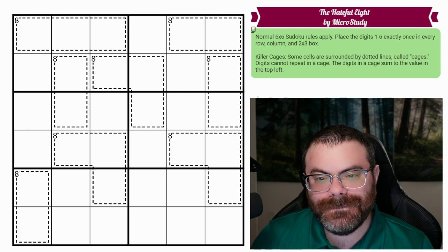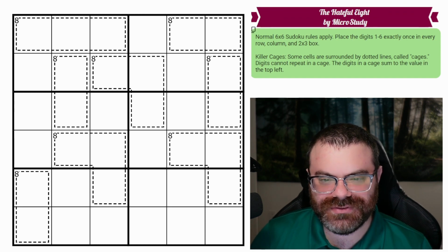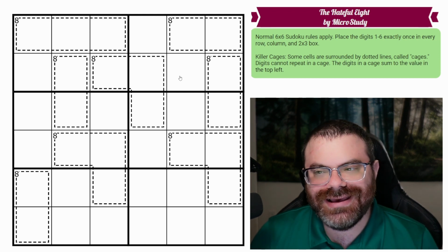All right, so what are the rules for this puzzle? The first rule is to have a happy birthday if it's your birthday today. That includes you, MicroStudy. Definitely have a happy birthday.